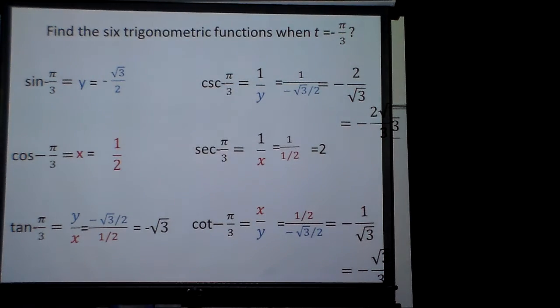But the way you find the trig value is just look at the point. Sine is y, cosine is x, tangent's y over x, and the others are just the reciprocals flipped.